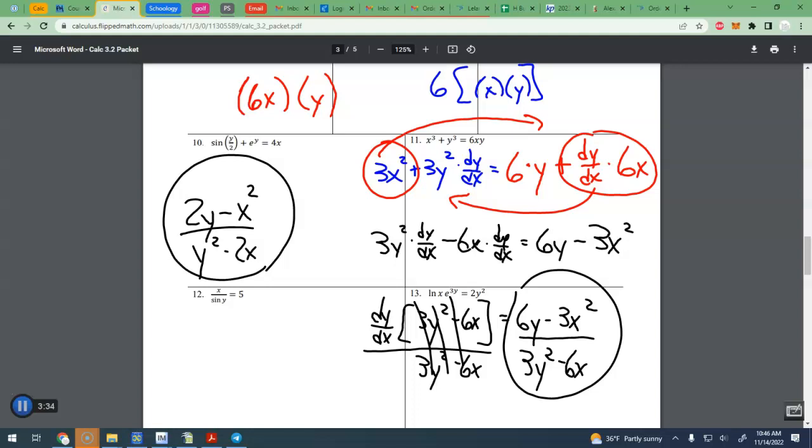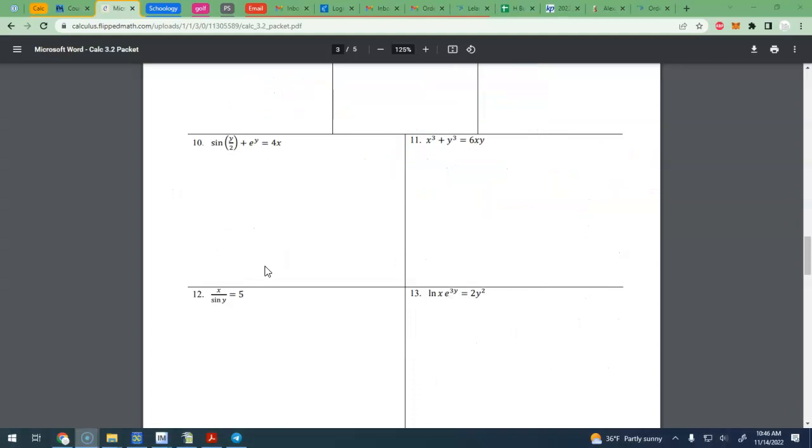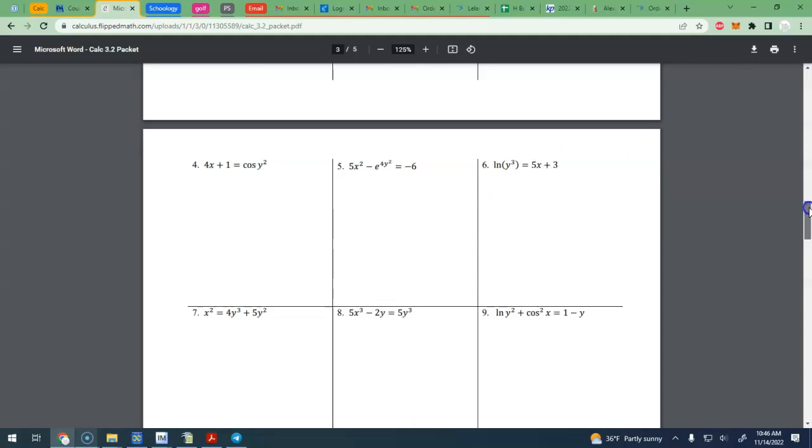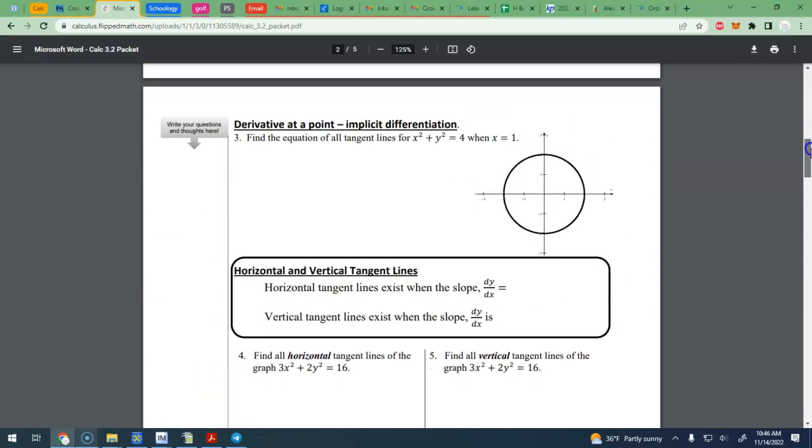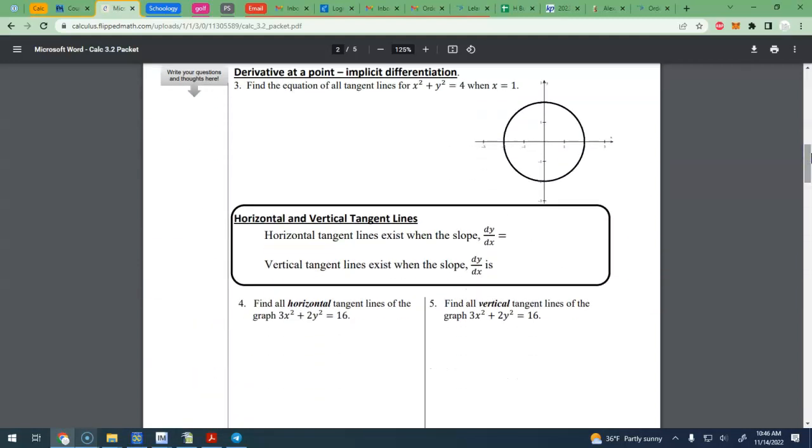All right, let's look at 1, 2, 3, 4, and 5 on the notes part. So tangent lines, horizontal tangent lines, vertical tangent lines. That's kind of the stuff we're getting into today. So find the equation of all tangent lines. Give me one equation, and then give me an x value.